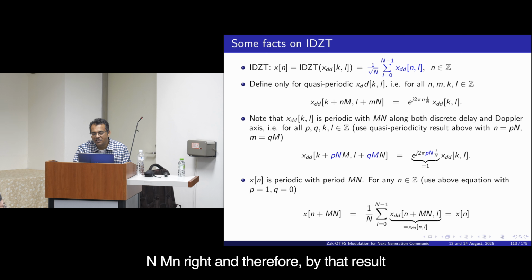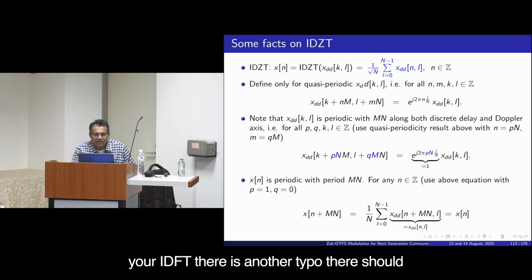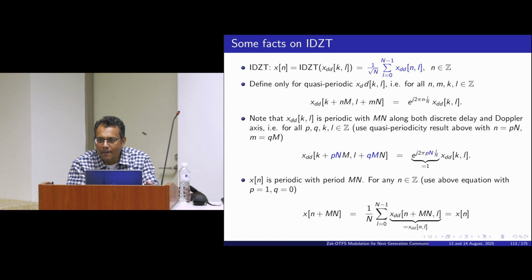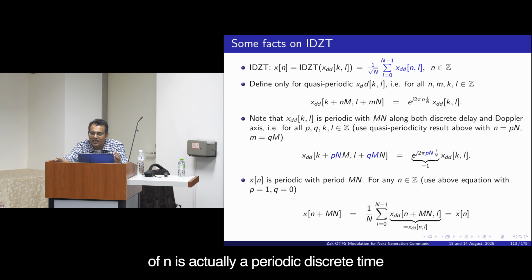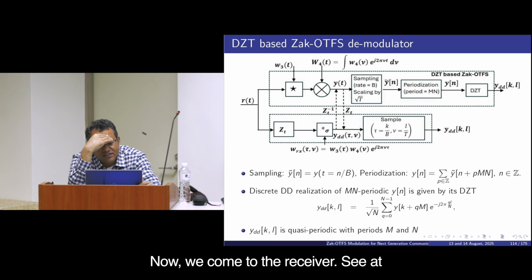And therefore, by that result, this should be exactly equal to this, because this is n plus MN, right. So, if you replace this with this, that basically is your IDFT. There is another typo, there should be a square root here, but that is the same as x of n, right. So, that shows that this x of n is actually a periodic discrete time sequence with period capital M times capital N. Now, we come to the receiver.